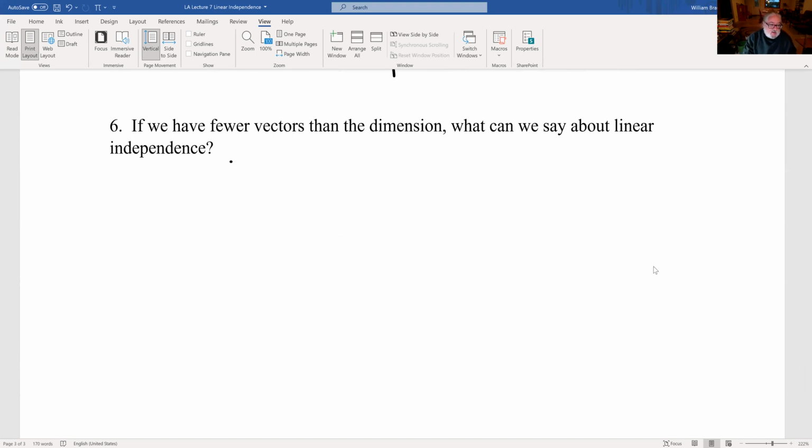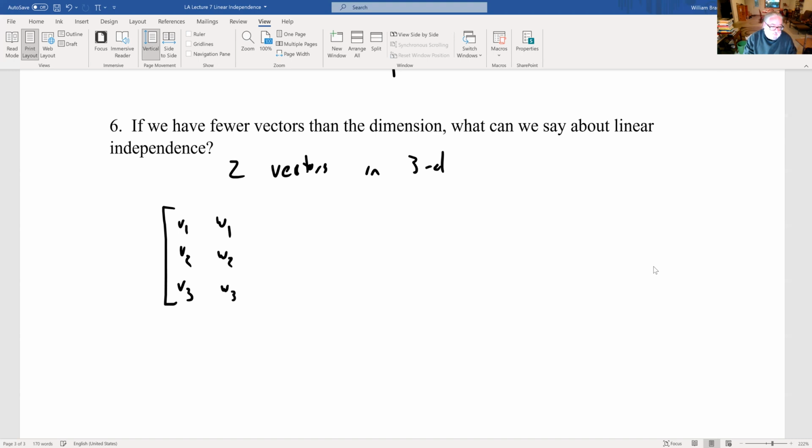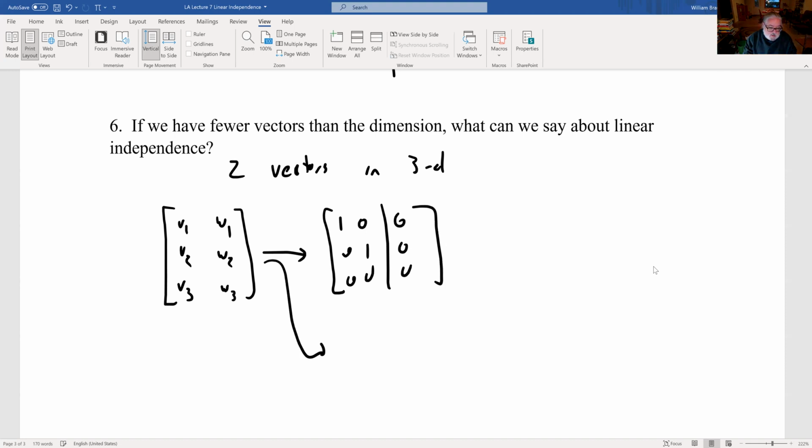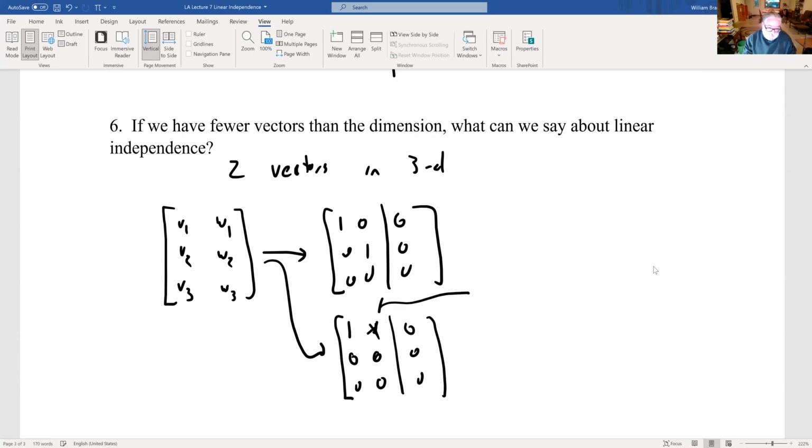If I have, say, 2 vectors in 3 dimensions, I could have numbers, say, V1, V2, V3, that's 1 vector, and W1, W2, W3. If I think about what the reduction of this can be, one reduction of it is 1, 0, 0, 1, 0, 0. But another possible reduction would be 1, 0, 0, and then a number here, and zeros down here. And that tells me that there's a parameter. So they're not linearly independent.